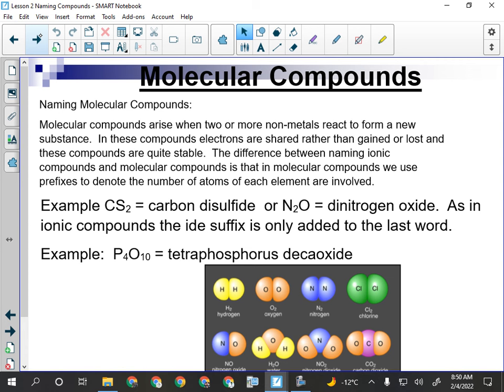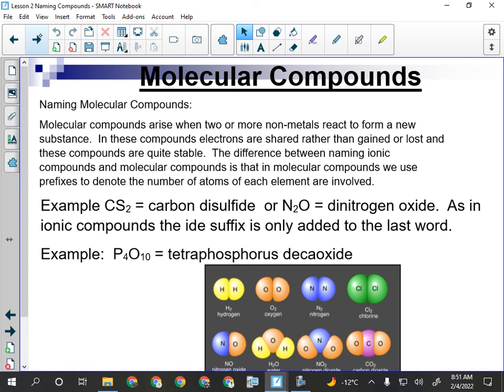Okay, so molecular compounds arise, like we said, when two or more nonmetals react to form a new substance. In these compounds, electrons are shared. Okay, the difference between naming these is that molecular compounds use prefixes to denote the number of atoms of each element that are involved. So, examples. If I have CS2, C is carbon, S is sulfur, carbon disulfide. Okay? This ide rule is still the same as it was before. The second element gets its name changed to ide. Okay? Not the first one, only the second one. So the second element gets its ending changed to ide.